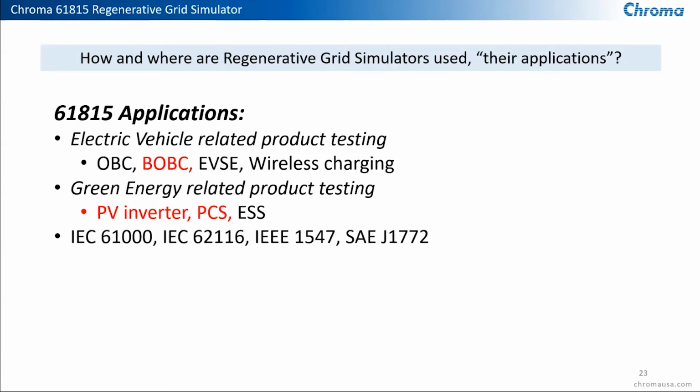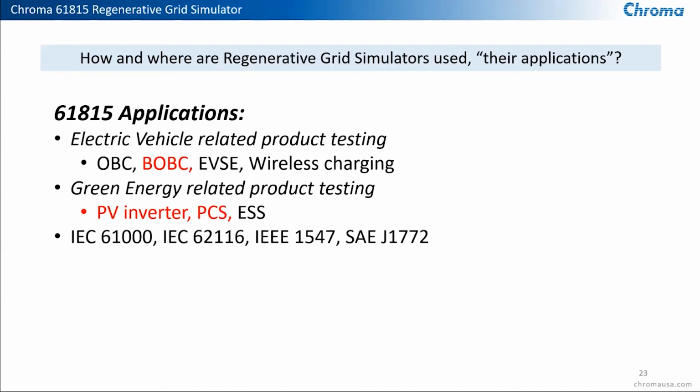Okay, so now we're going to get a little bit into the applications. The Regenerative Grid Simulator tool is good for testing applications for products that are in areas such as the electric vehicle and plug-in hybrid electric vehicle, which has components such as onboard chargers, bidirectional onboard chargers, electric vehicle supply equipment, and wireless charging equipment. They're also good for testing products in the green energy industry, which include PV inverters, power conditioning systems, and energy storage systems.